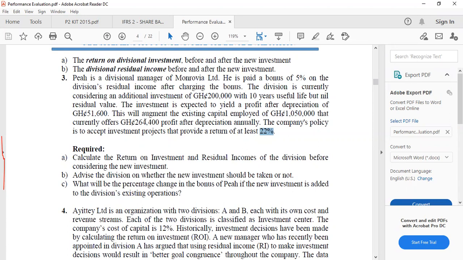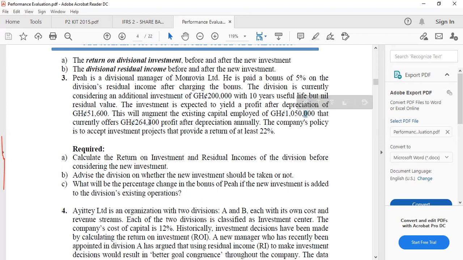So they already have an investment of 1,500,000 giving you a profit of this. So what you do is calculate the required rate of return before and after. After, your profit will now be this plus this, the new profit plus this will be your profit. And your new investment will be the 200,000 plus the old one. Then you get it after. Before will be this over this.